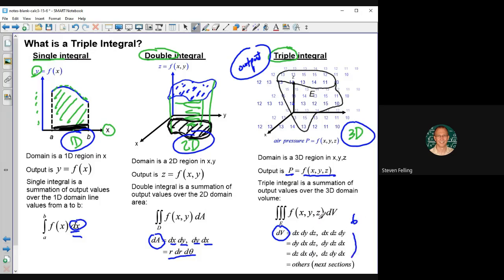And if we use something other than rectangular coordinates, which we're going to start talking about later in the week and next week, there's other ways we can cover the dimensional space. But the volume element gets much more complicated. All right.